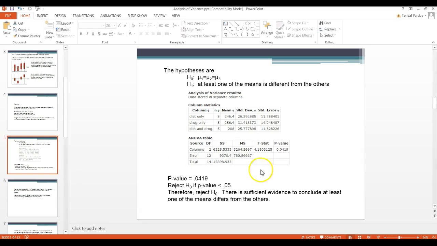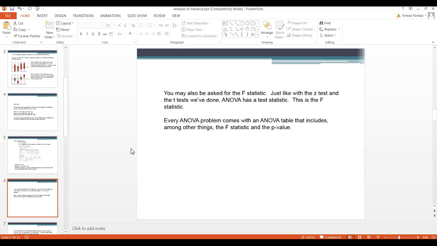Every analysis of variance comes with an ANOVA table that's got some different things on it. Among other things, it's got the p-value, the test statistic, and then these other things we'll come back to in just a minute.